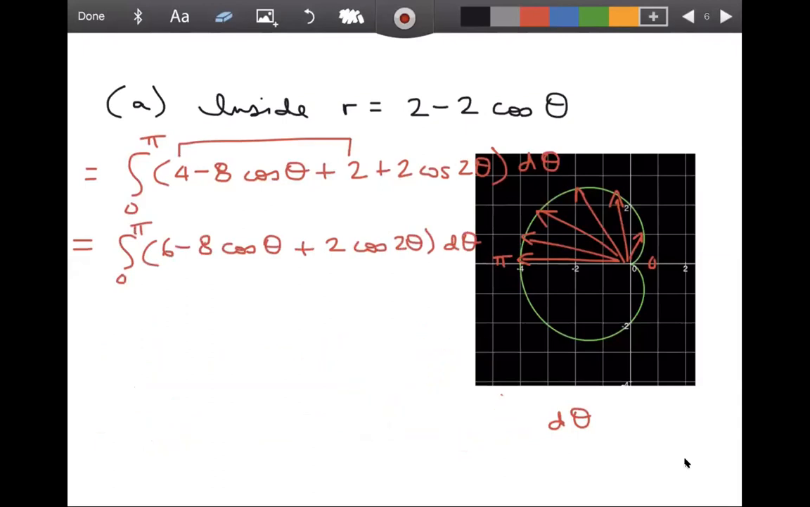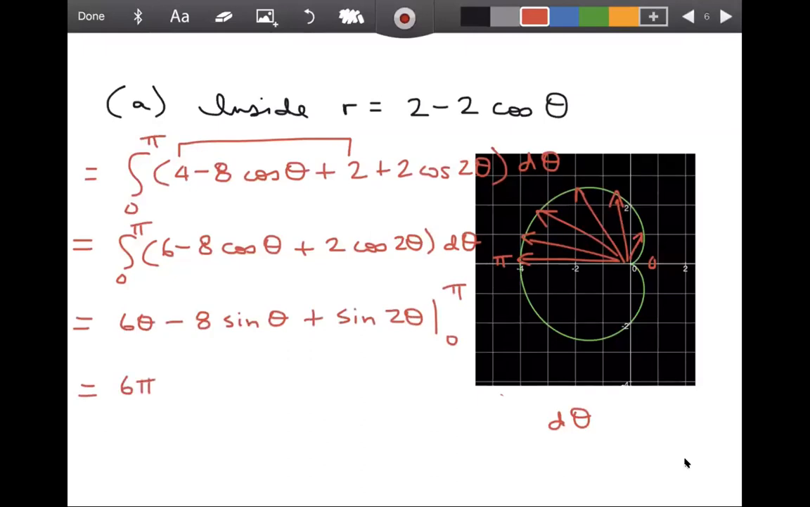All right, so now finally doing the integration, we get 6 theta minus 8 sine theta. And then by baby U substitution, well, actually 2 cosine 2 theta is the derivative of sine 2 theta, isn't it? So this is just going to be sine 2 theta. And now I'm going to plug in pi, plug in 0. And that's going to give me 6 pi.